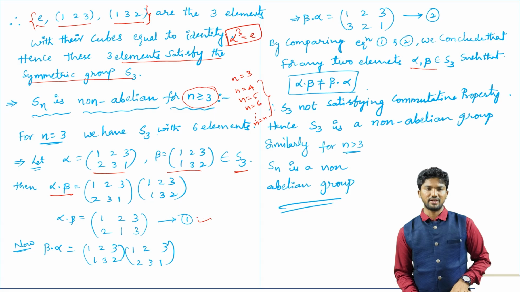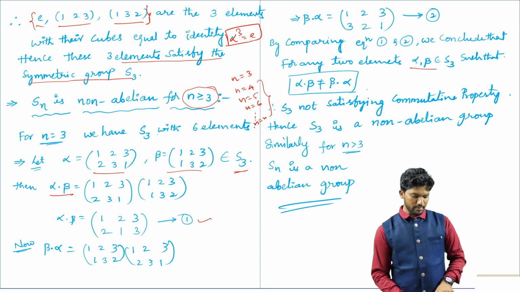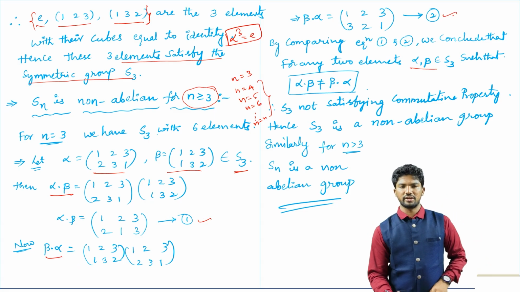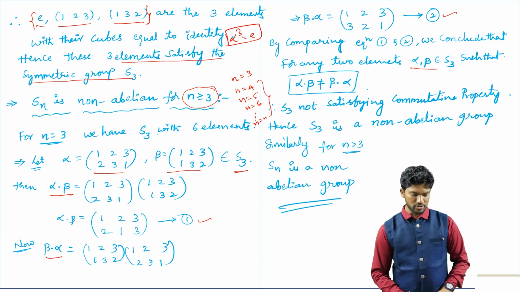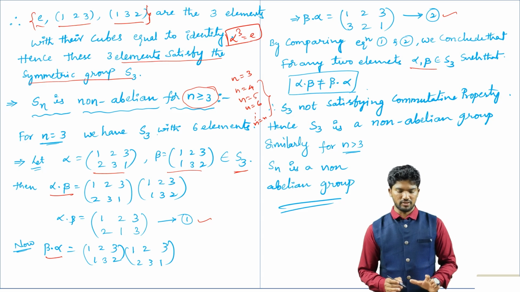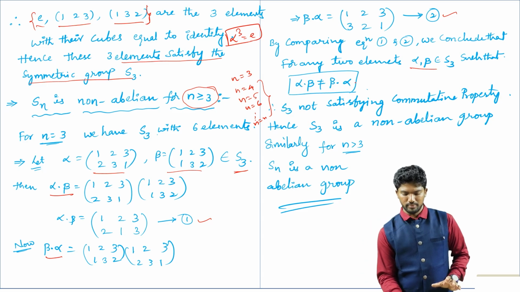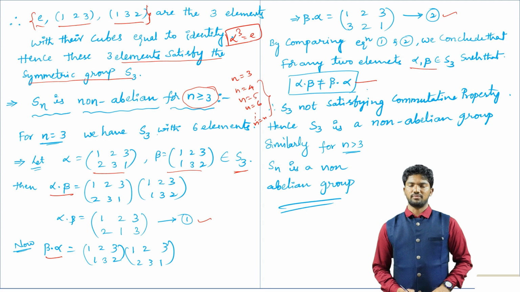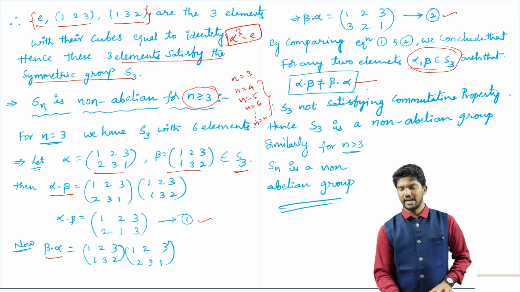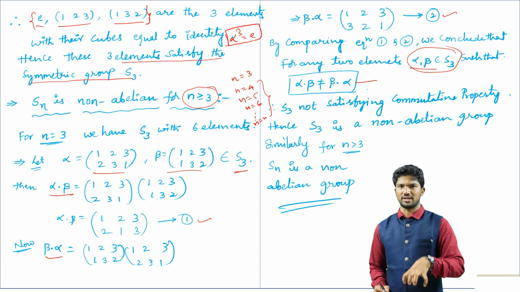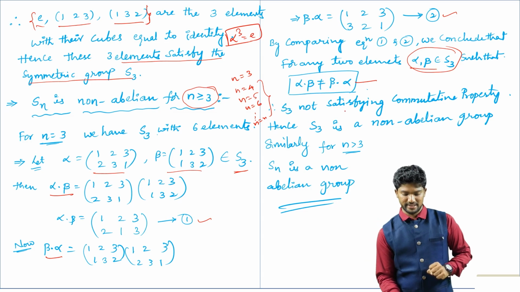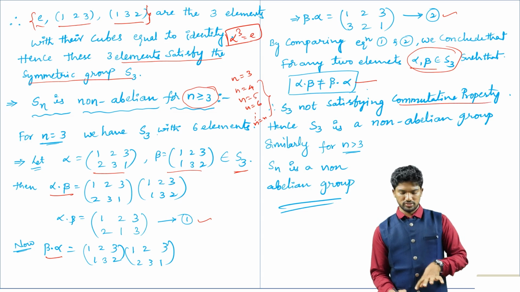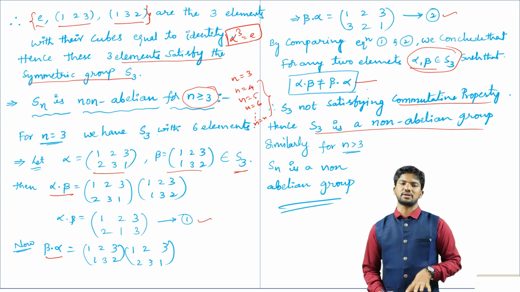This is equation number 1, which gives the product value. Next I am taking beta into alpha. Equation number 2 gives the second value. From equation number 1 and equation number 2 we can conclude that these both are not equal. LHS is not equal to RHS. So therefore alpha into beta is not equal to beta into alpha whenever alpha, beta belong to S suffix 3. So the commutative property does not hold in S suffix 3. Whenever the commutative property does not hold, it is called a non-abelian group. So S3 is not satisfying the commutative property, and hence S3 is a non-abelian group.